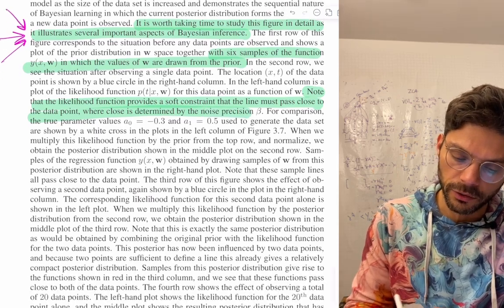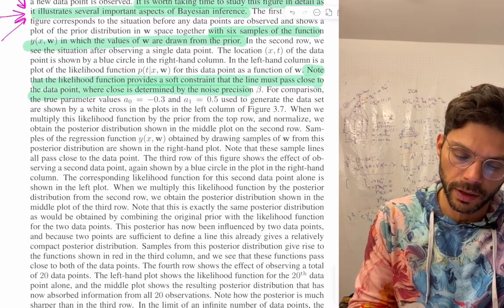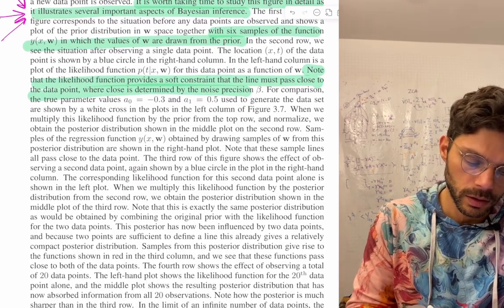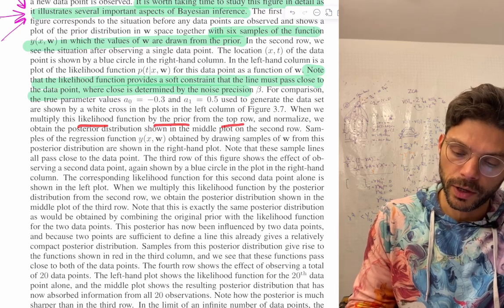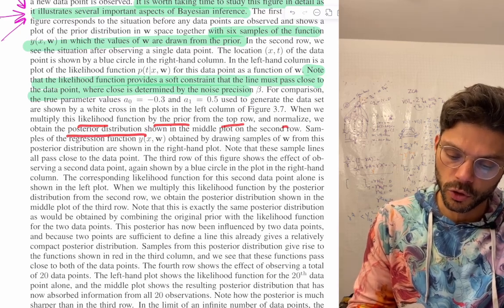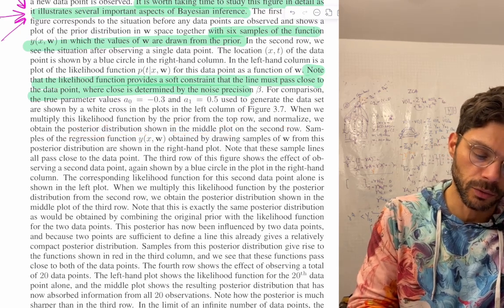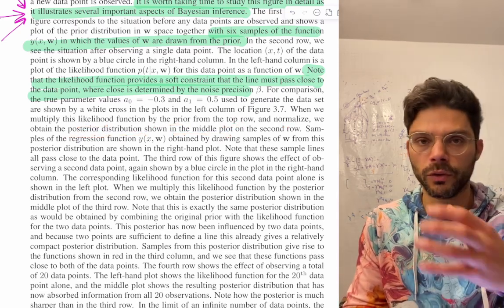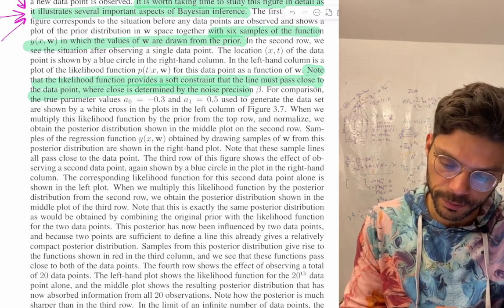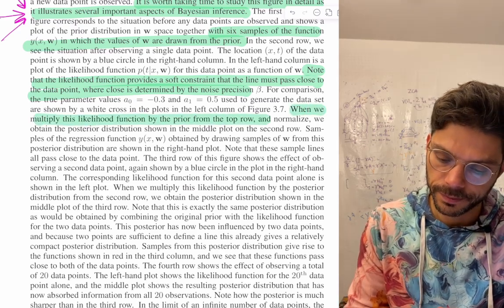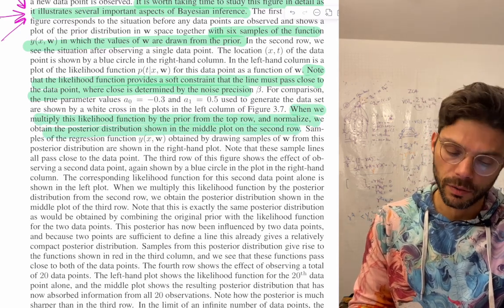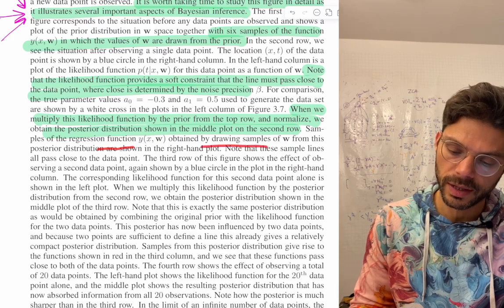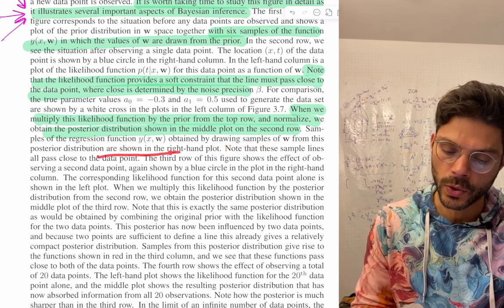For comparison, the true parameter values used to generate the data are shown by a white cross. When we multiply this likelihood by the prior from the top row and normalize, we obtain the posterior distribution shown in the middle. So let's just highlight that as well, showing us how to do this updating of the posterior. Now, samples of the regression function obtained by drawing samples from this posterior distribution are shown in the right-hand plot.